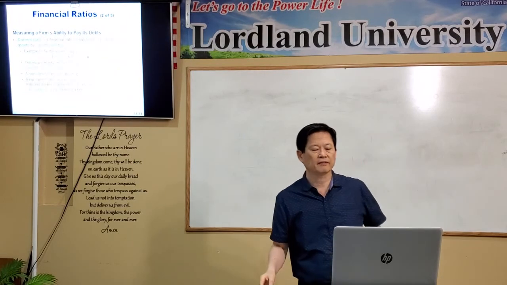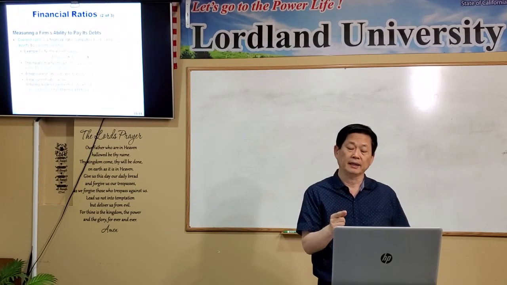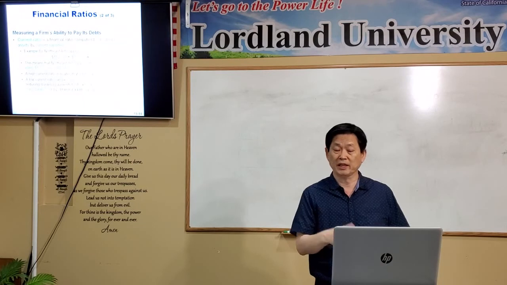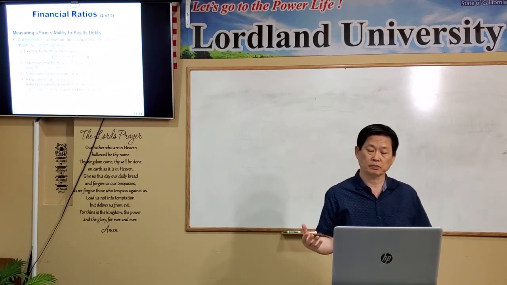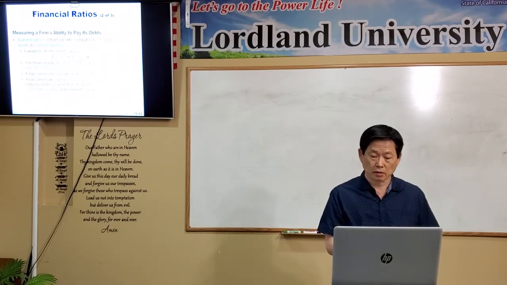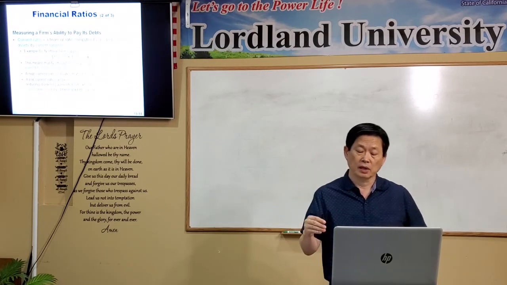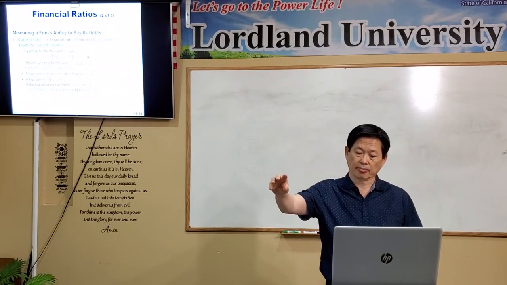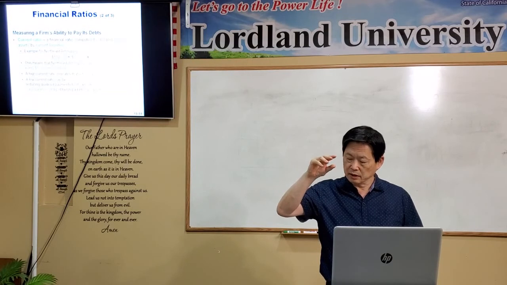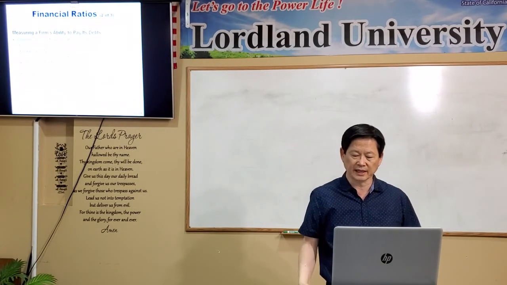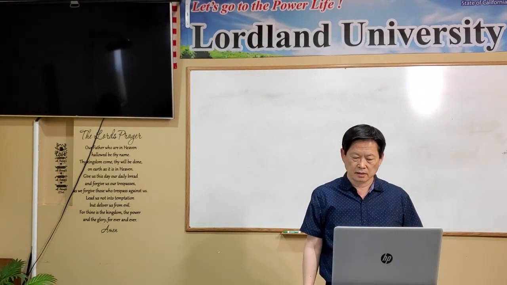Measuring the firm's ability to pay the debt. To measure this ability to pay the debt, use the current ratio. The current ratio is a financial ratio calculated by dividing the current assets, the numerator, by current liabilities, the denominator. Okay.